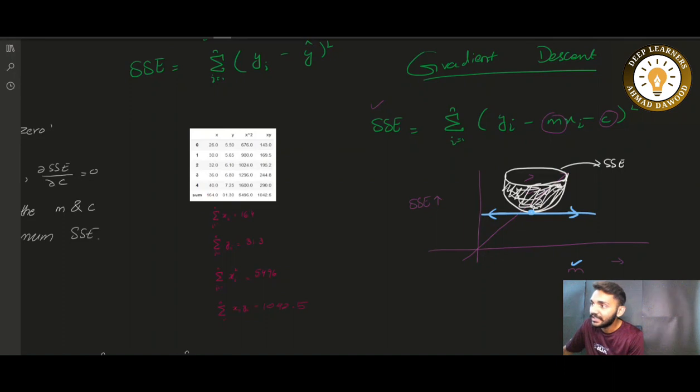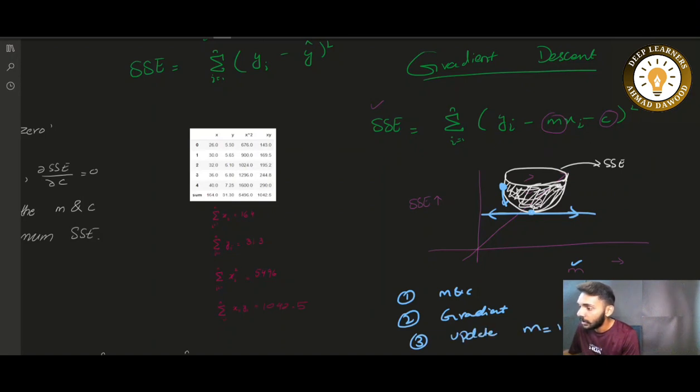Last time we saw gradient descent, and gradient descent has this approach. First, randomly initialize your parameters m and c. Let's say we have found these parameters, then calculate the value of SSE, then calculate the gradients. Gradients will give you the direction in which we should move to minimize SSE. Then we will update our parameters in this way: m is the previous m minus the learning rate alpha times the gradient.